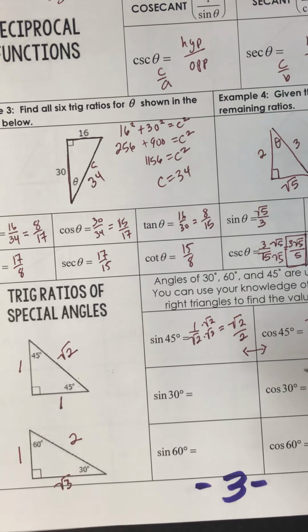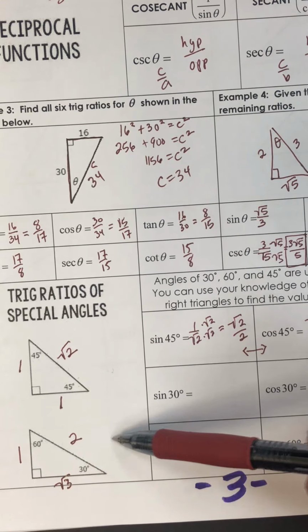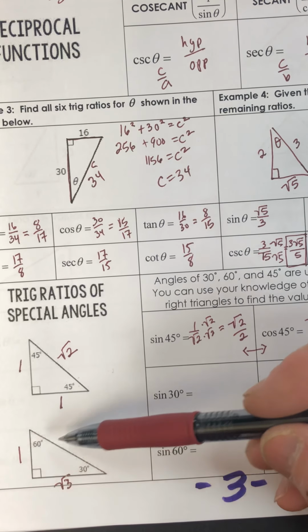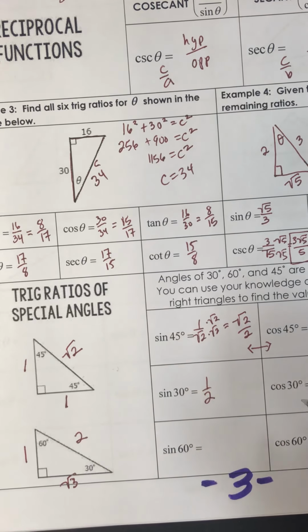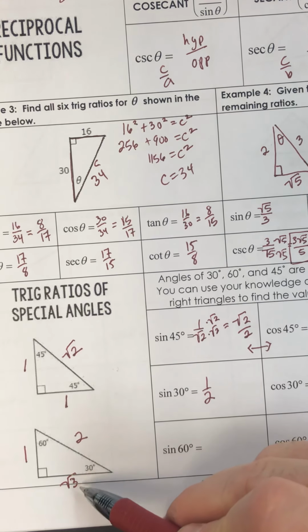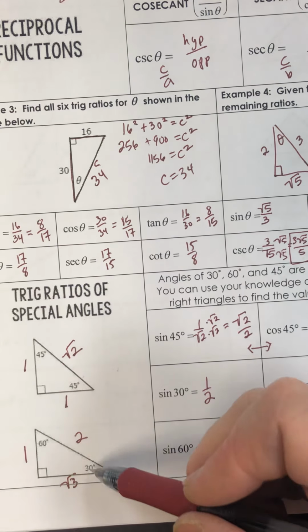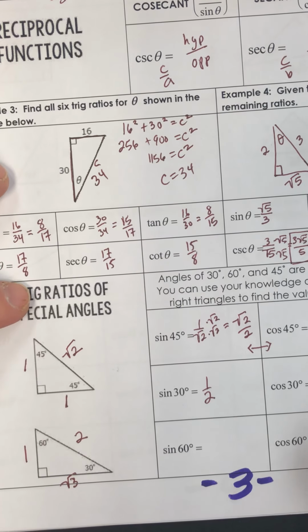All right, let's go to our 30, 60, 90. Sine of 30, so we're going to go to our 30, 60, 90 right triangle. Sine of 30, so sine is opposite over hypotenuse. So that's 1/2. Sine of 30 is 1/2. Cosine of 30, adjacent over hypotenuse, so square root of 3 over 2. There's your standard cosine of 30. Tangent of 30, so that's opposite over adjacent, so that's 1 over the square root of 3. Simplify it.